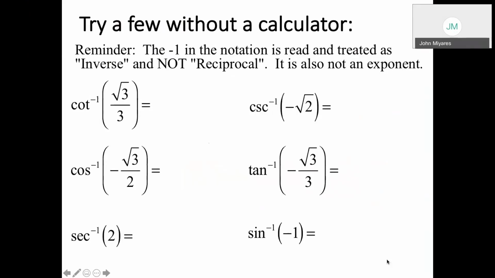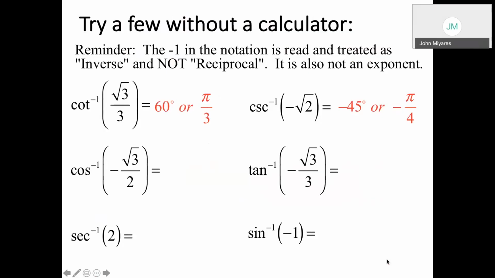So the inverse tangent of the square root of 3 over 3 is going to be 60 degrees or pi over 3. The inverse cosecant of the negative square root of 2 is going to be negative 45 degrees or negative pi over 4. Remember, the inverse sine of its reciprocal, negative 1 over the square root of 2, or negative square root of 2 over 2 after we rationalize, will be negative 45 degrees.